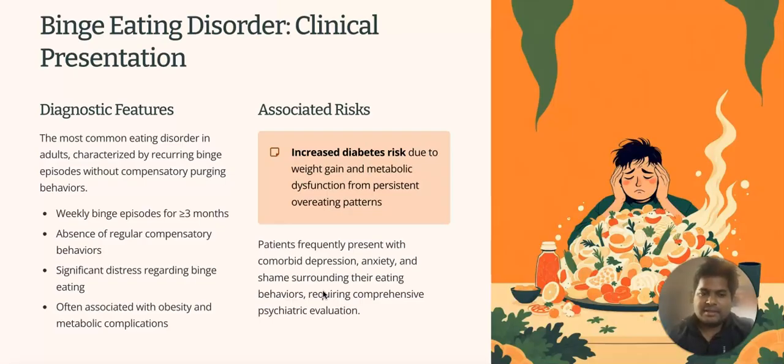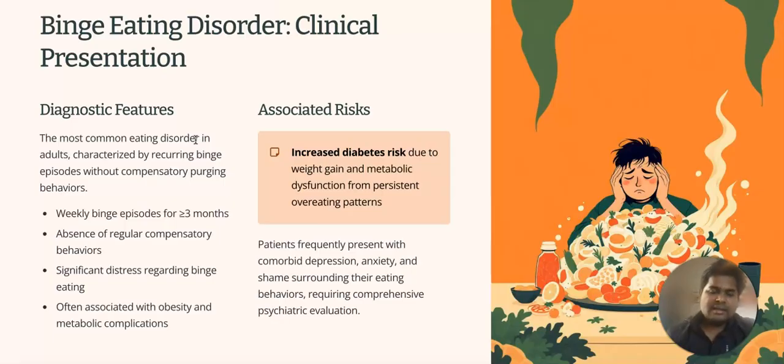Now binge eating disorder is more or less like bulimia nervosa, but here there will not be any compensatory behaviors. It is again one of the most common eating disorders, because a lot of people eat a large amount of food in certain intervals on a recurring basis, and they don't do compensatory behaviors. To meet the criteria, they must do this weekly for at least 3 months, and there won't be compensatory behaviors like vomiting or using laxatives or diuretics.